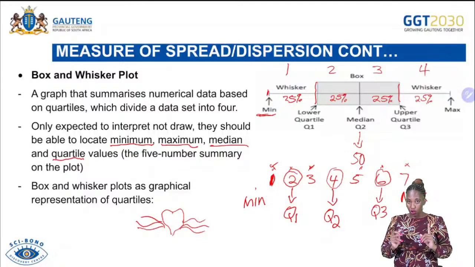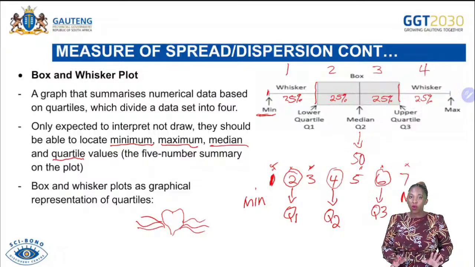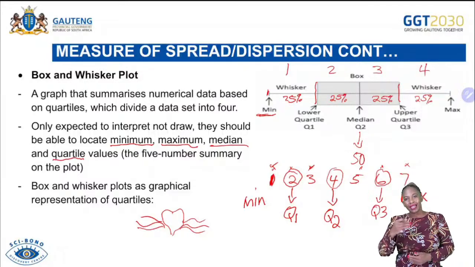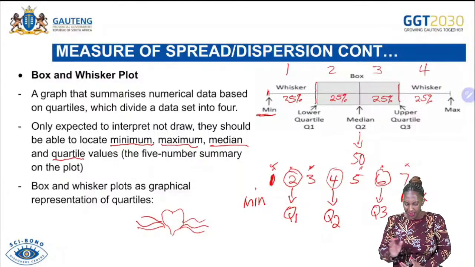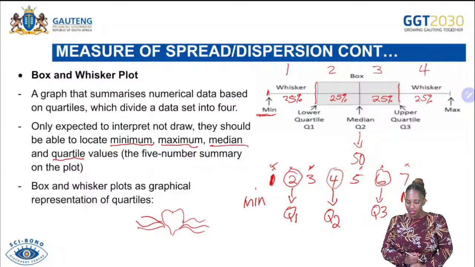But remember what I said to you, with the box and whisker, you are not expected to draw it. You are only expected to interpret the box and whisker and read the information from it, get the answers, not to draw it. But if they ask you to calculate or determine the interquartile range, this is what you do. You'll be given the data set and then you are able to determine the interquartile range.